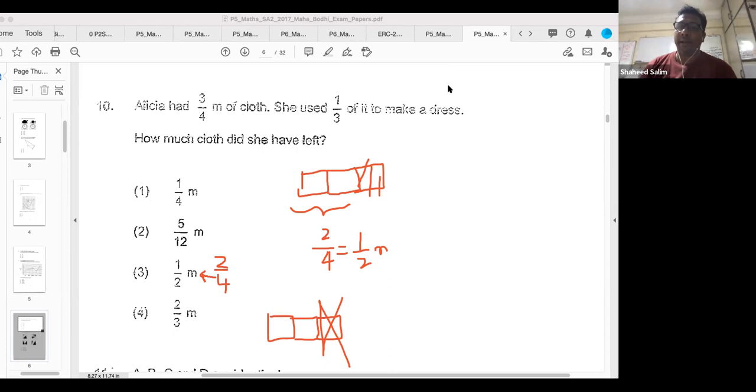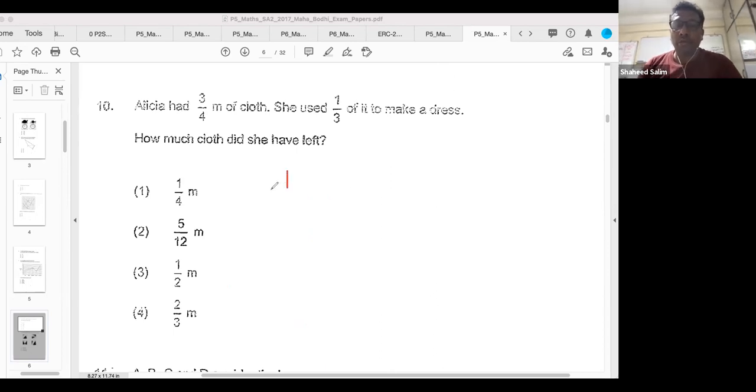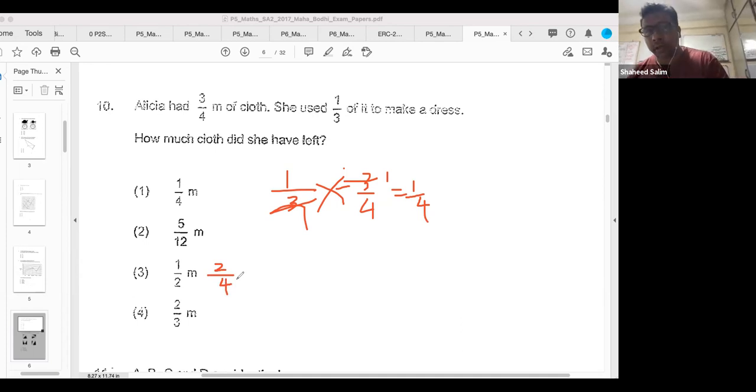Method number 2. She used 1/3 of what? Of 3 quarter. She used this. This one I show you just now. So of means what? Of means times. So you just put a times here. Cancel 3, cancel 3, you get 1 quarter. So she used 1 quarter. What is left? 3 quarter minus 1 quarter, get 2 quarter. Again, we get back to this one. I hope you get it.